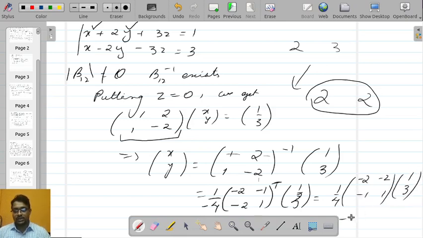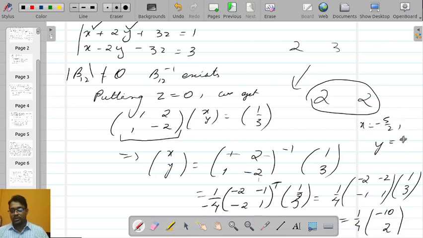Okay, so what is that? If you simplify, this is minus 2 minus 6, that is minus 10. And minus 1 plus 3, that is 2. So ultimately the solution that we get is x equal to minus 10 by 4, minus 5 by 2, y equal to 1 by 2, and z equal to 0. So this is a basic solution.